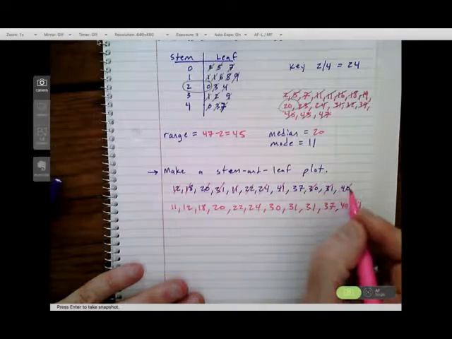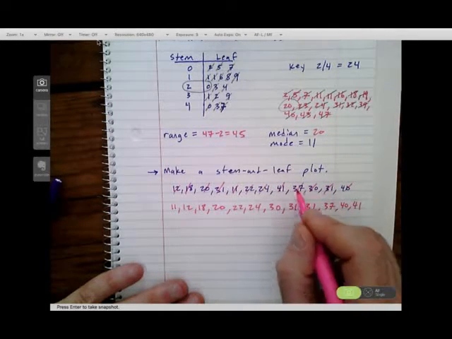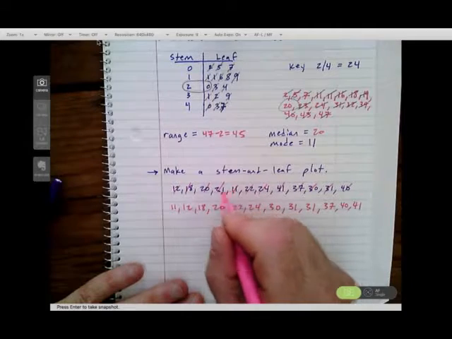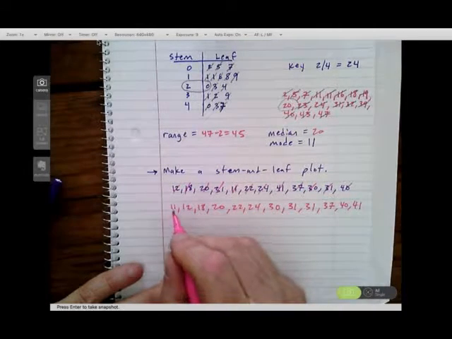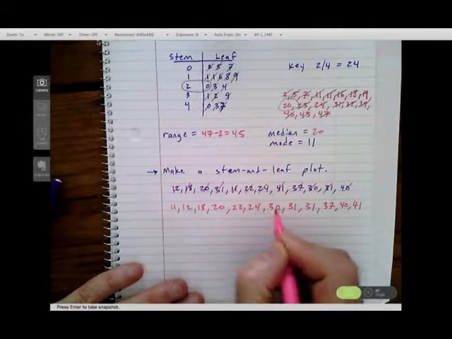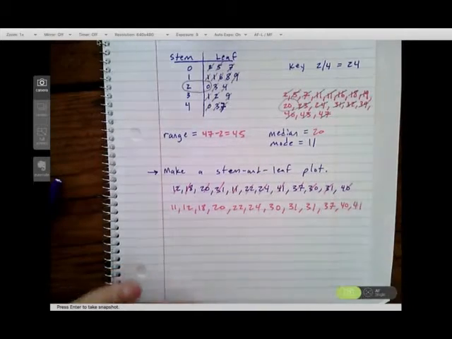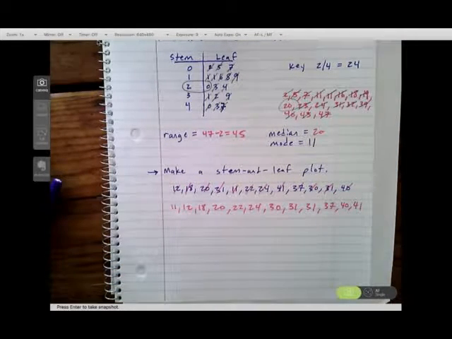Again, double check. 1, 2, 3, 4, 5, 6, 7, 8, 9, 10, 11, 12 there. So I think I got them all. So then you got to figure out what are your stems and leaves going to be.